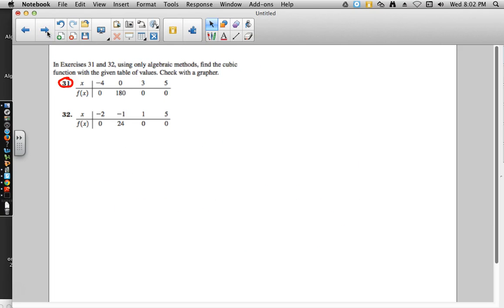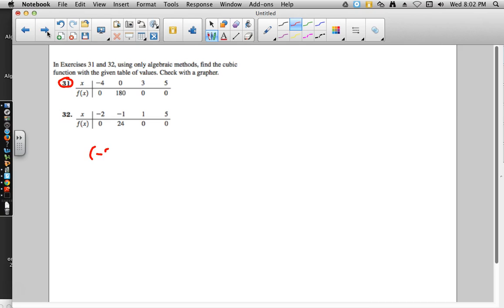Then, number 31 says, in exercises 31 and 32, use only algebraic methods. Find the cubic function with the given table of values, check with a grapher. Now, let's use logic here. What we're studying in this chapter is when you have the zeros, you can write a polynomial function. Now, the zeros are where we're crossing the x-axis, the x-intercepts.